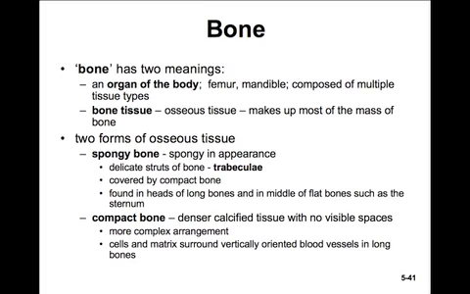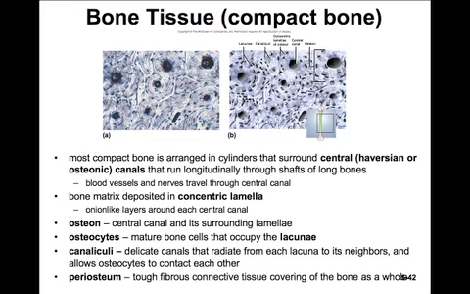Spongy bone is spongy in appearance. It has delicate struts of bone called trabeculae. It's often covered with compact bone. We find it in the heads of long bones and in the middle of flat bones, like the sternum. Compact bone is much more dense. It's highly calcified and has no visible spaces. It has a much more complex arrangement, and the cells and matrix surround vertically oriented blood vessels in long bones. It's highly organized tissue, as you can see here.